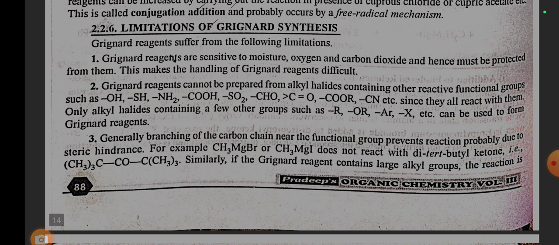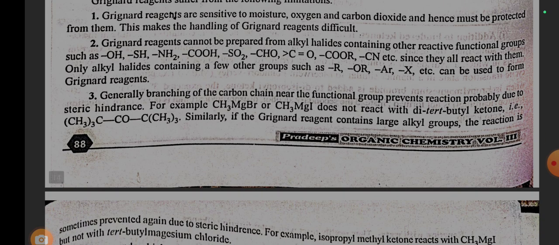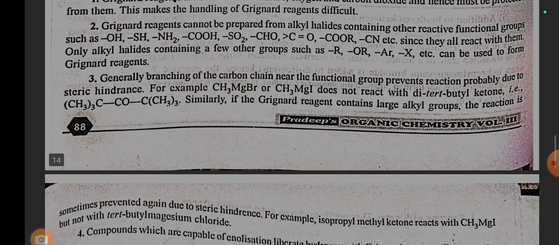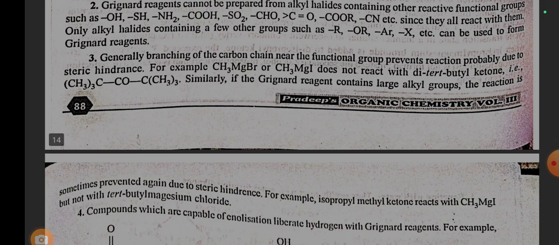Limitations of Grignard synthesis. Grignard reagents suffer from the following limitations. 1. Grignard reagents are sensitive to moisture, oxygen, and carbon dioxide and hence must be protected from them. This makes the handling of Grignard reagents difficult too. 2. Grignard reagents cannot be prepared from alkyl halides containing other reactive functional groups such as OH, SH, NH2, COOH, SO3H, CHO, carbonyl group, COOR, CN, etc., since they all react with them. One can use only alkyl halides containing a few other groups such as ROR, Ar, X, etc. to form Grignard reagents.